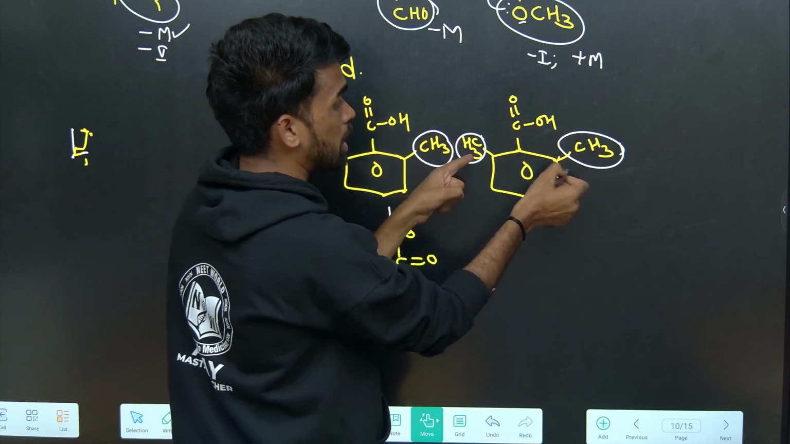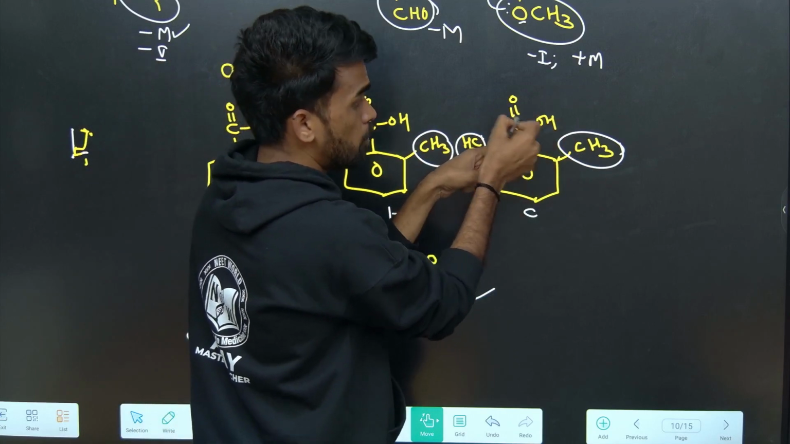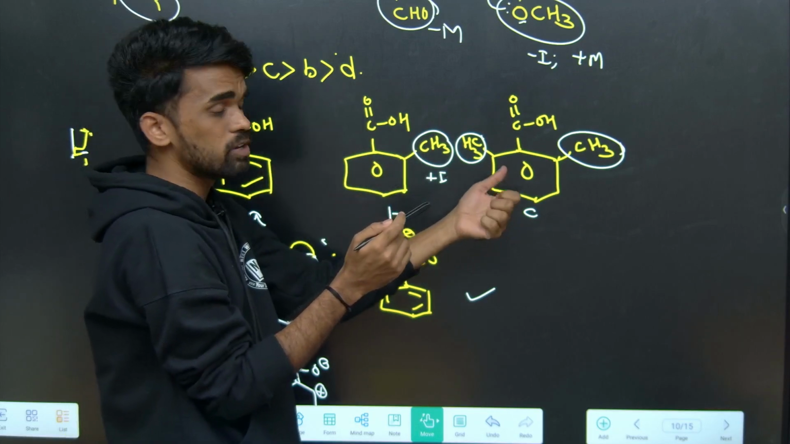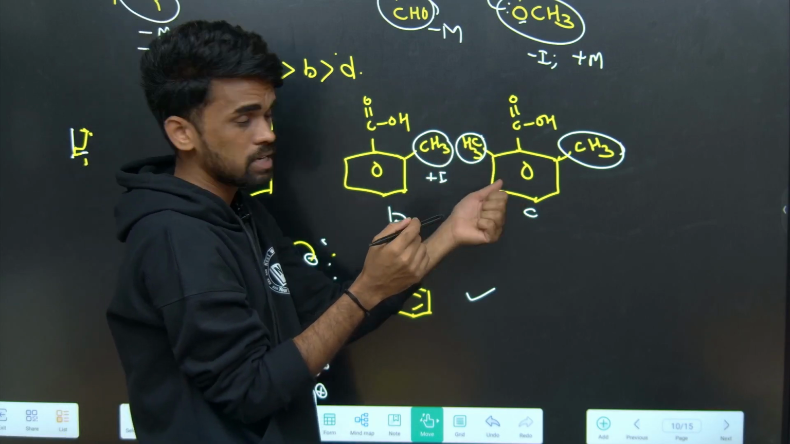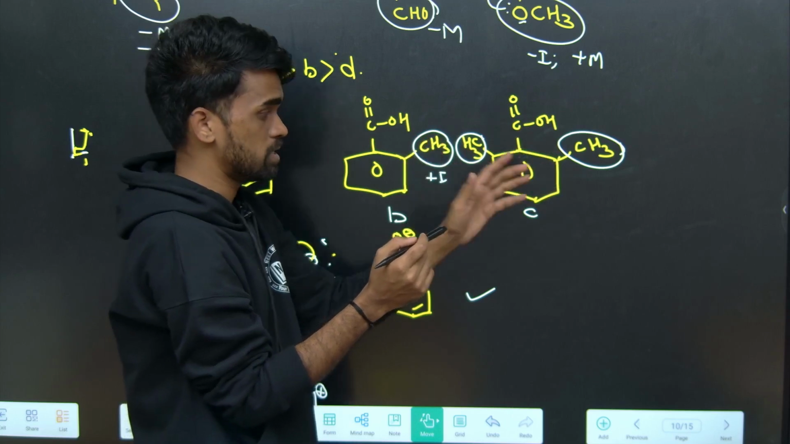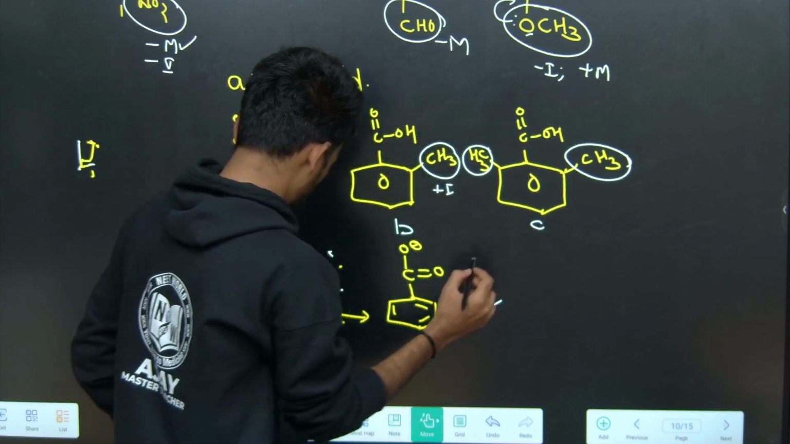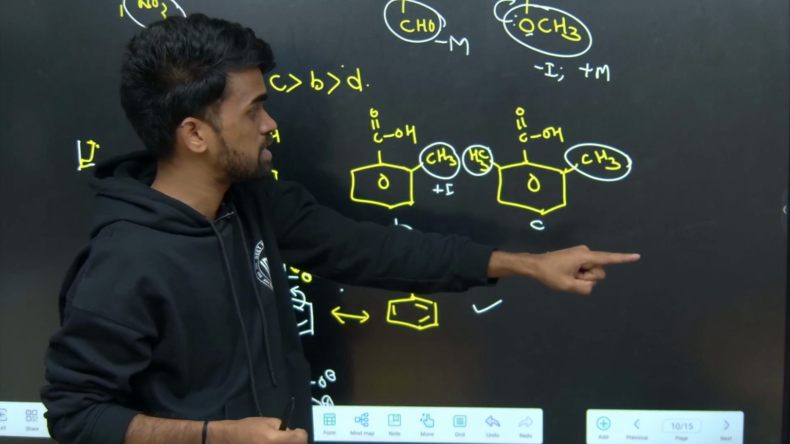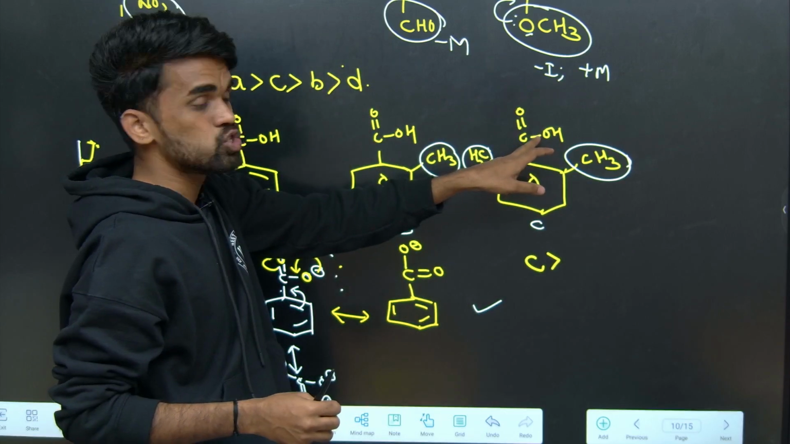Now the pushing will be more effective when there are bulky groups. Here we have two bulky groups, therefore this will be pushed out of the plane more effectively when we compare with these two, and equivalent conjugation will be more in this case for this respective conjugate base. Therefore I can say C is more acidic, because its respective conjugate base is stabilized by equivalent conjugation.